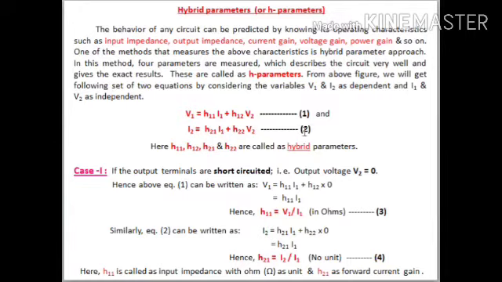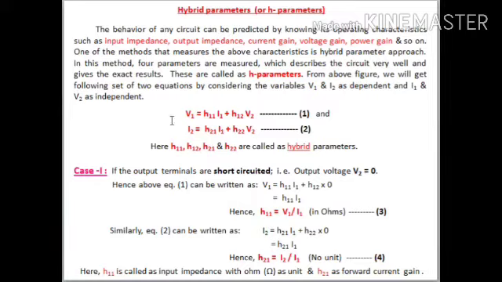Now in these equations we can see there are some constants, which are also called H parameters: H11 here, H12 here, H21 and this H22. So these are called hybrid parameters, in brief, H parameters. Now we have to take a proper analysis of these 2 equations.